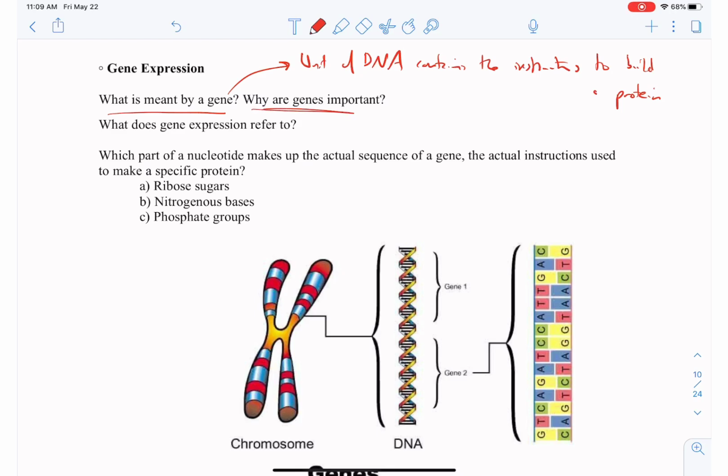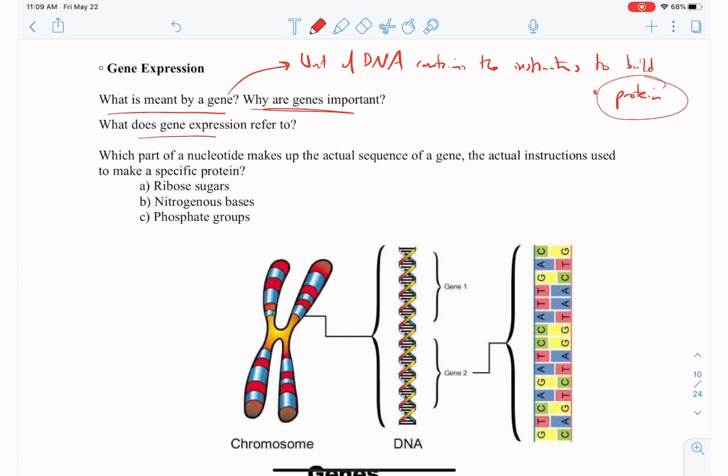And why is this important? Why are genes important? Well, proteins are the molecules that are going to build and maintain the body. Antibodies, enzymes, skeletal muscles, all of those are made out of proteins. And so genes are important because those contain the instructions to build those proteins and to continue building them throughout life, and so the body can function.